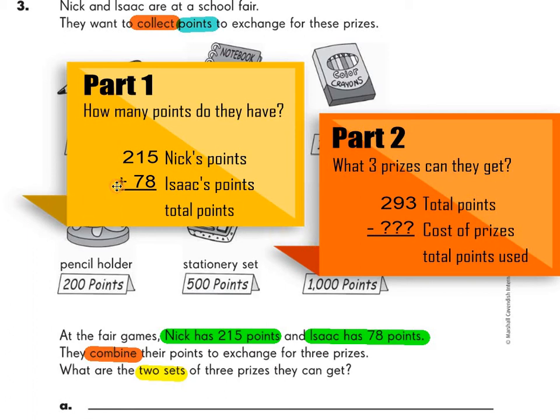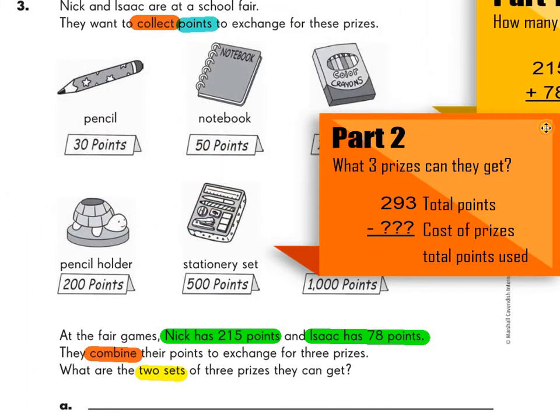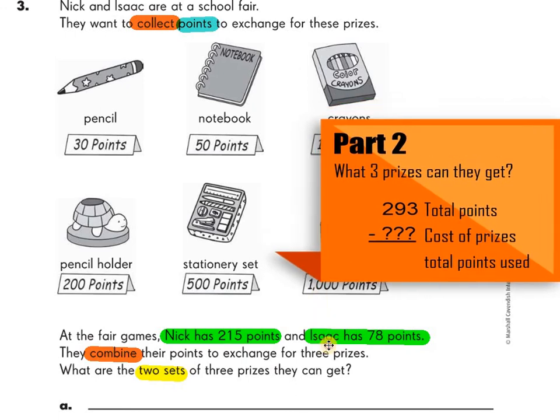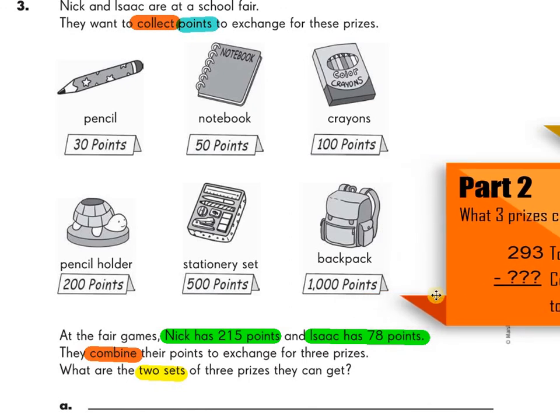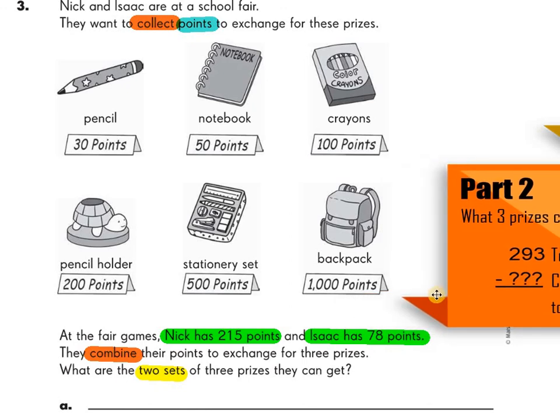Okay, I think you've got enough to go on. So we solved part 1. Part 1 is set. You just need to worry about part number 2. What 3 prizes can they get? Please press pause and come back here to check your answers.